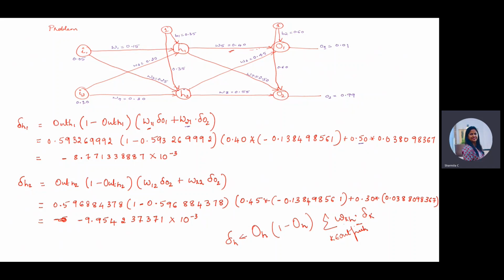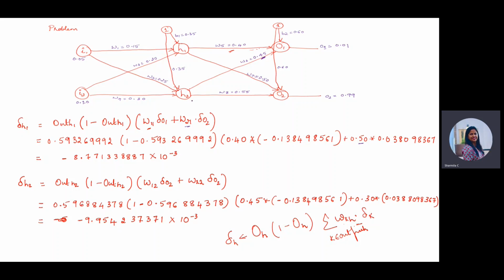In a similar way, calculate the error term at the hidden layer node H2. That is out of H2, which is obtained already, times 1 minus out of H2. Then this is connected to this and this unit of the output layer. Take W 1, 2, which is 0.45, times the error term at this one, which is already calculated, plus 0.30 into, again, 0.45. This is already done.